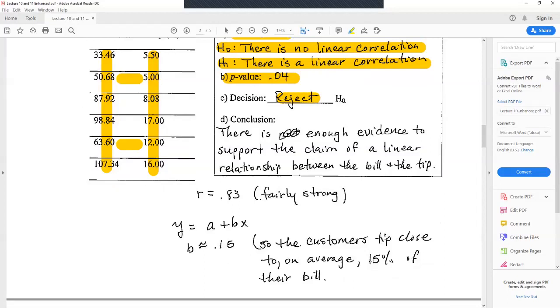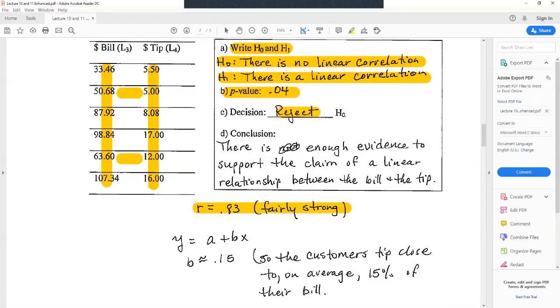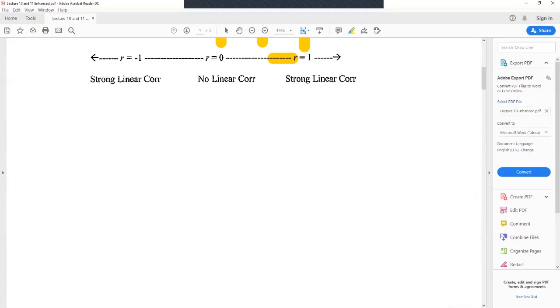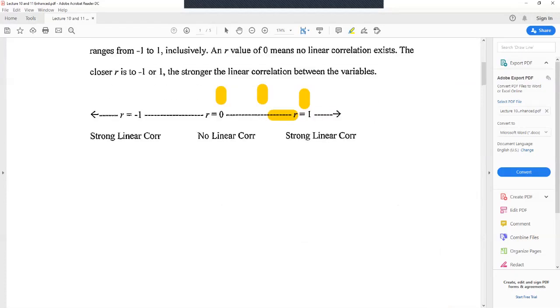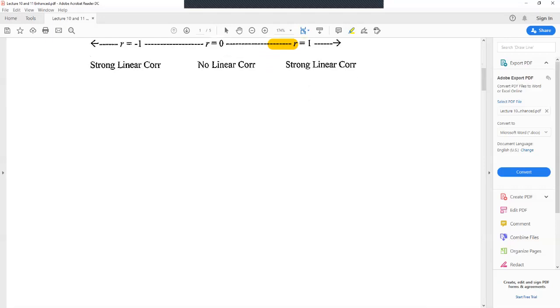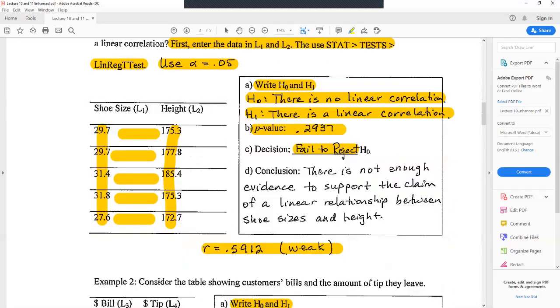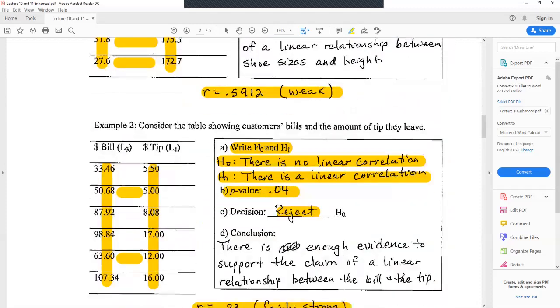And notice this time the R value is 0.83. So 0.83, if I can go back up here to this diagram, let's say that 0.83 is going to be a lot closer to 1. It's not a perfect line, but it's perfect enough to allow us to use a model to predict tip values based on the bill amount.